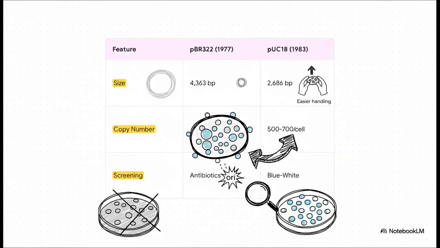And when we look at the specs, the upgrades are obvious. The newer pUC vectors got way smaller, making them easier for the cell to copy. And speaking of copying, check out the copy number. A small tweak to the ORI, the engine, made it jump from about 20 copies per cell to over 500. That's huge. But the real genius upgrade was a totally new way to screen for successful clones.